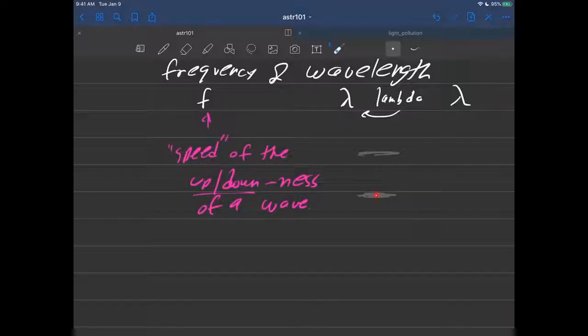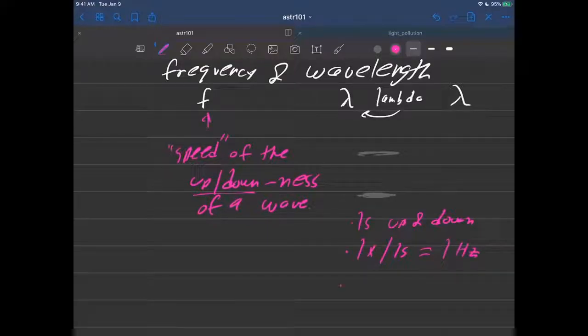Let me do it again. 3, 2, 1, alligator 1. So when I do that, the timing that you just saw, I did 1 second to go up and down. Like I said, frequency is the up and downness of a wave. So I go up and down 1 time. What I did there is I went 1 time in 1 second, and that is 1 hertz.